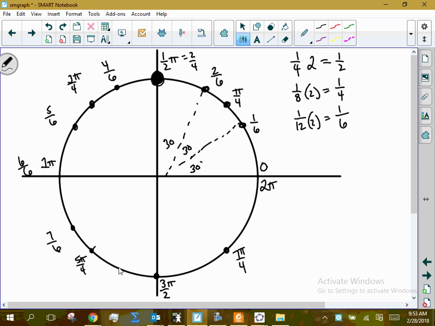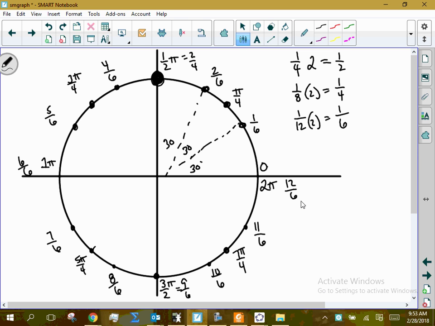6, 7. This one's going to be 8. This one's going to be 9. And we're going to have 10. And then we're going to have 11. And then we're going to have 12. Does that make sense to everybody?